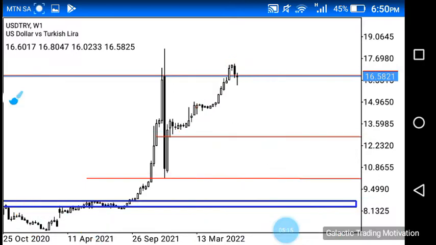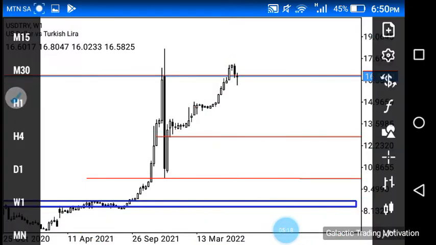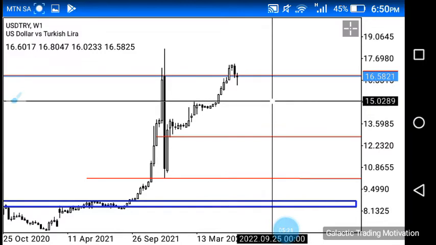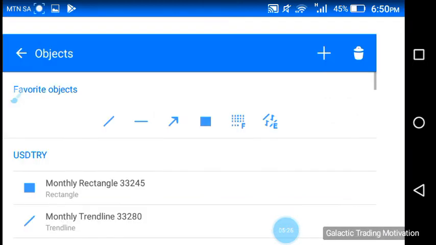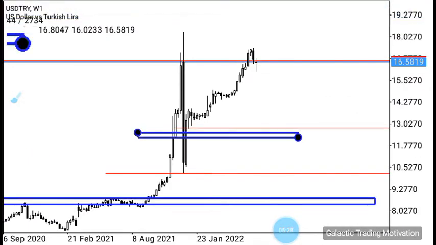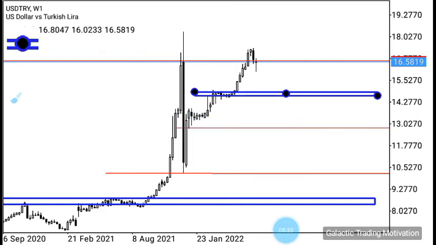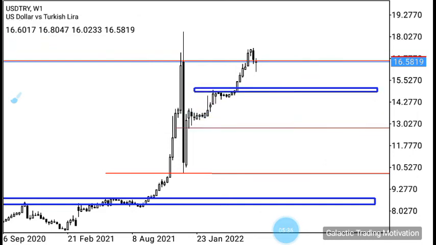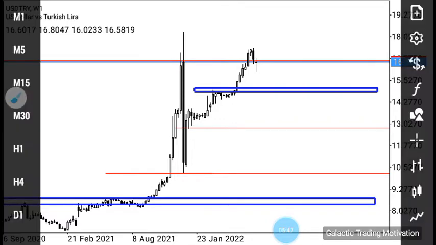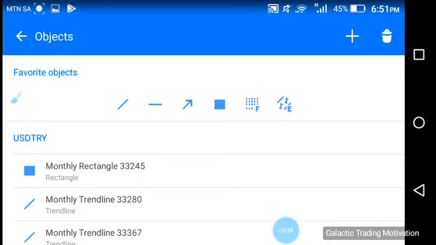So I'm just going to add a neckline to this overextended W structure so that we don't forget about it. Just bear with me. There we go. And then the next thing that I'm going to do is add the Fibonacci retracement just to see if the neckline aligns with any of the key numbers that we have on the Fibonacci retracement tool. Just bear with me.